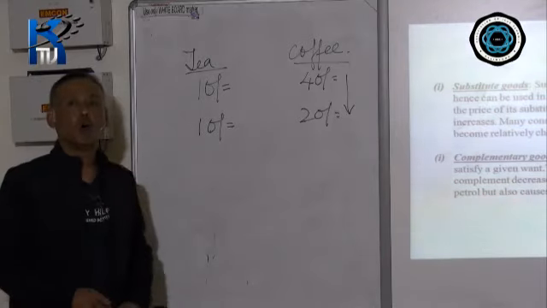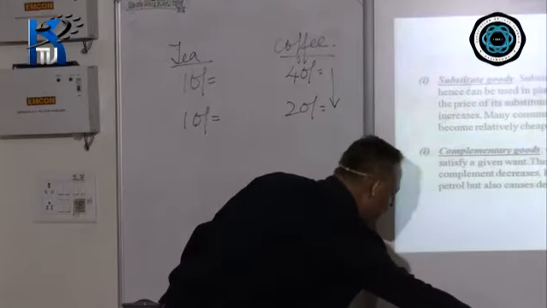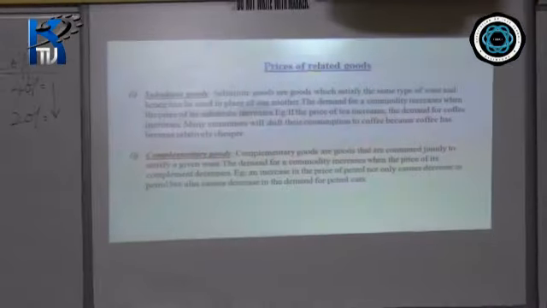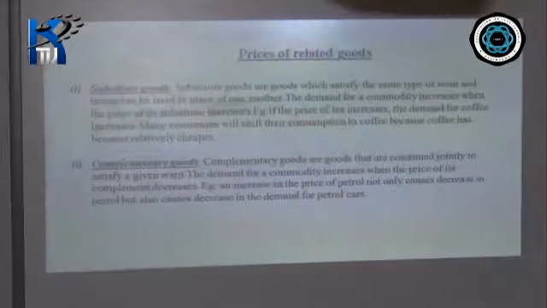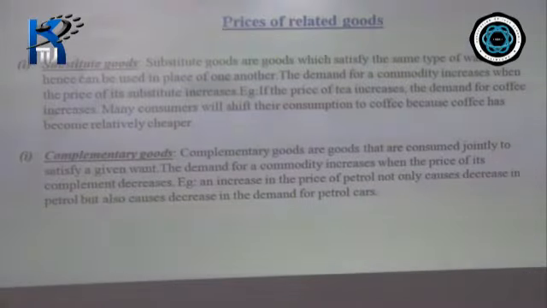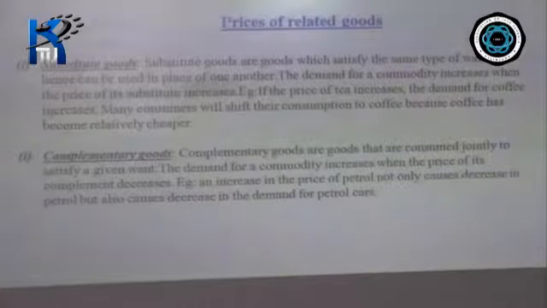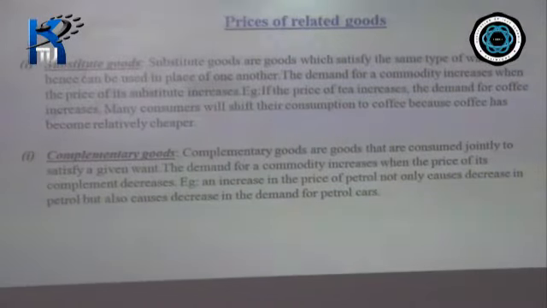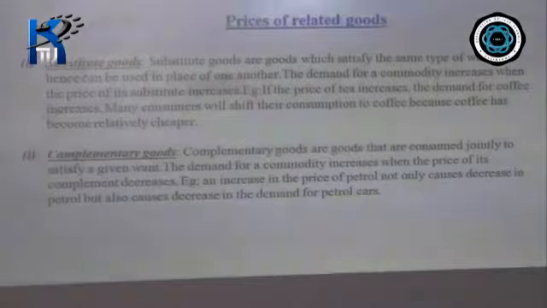The next thing is complementary goods. Complementary goods are demanded jointly. It's something like joint demand. A typical example I told you was petrol and petrol cars. Like mobile phone and SIM, butter, bread, okay. Complementary goods are goods that are consumed jointly to satisfy a given want. The demand for a commodity increases when the price of its complement decreases. An example is given to you regarding the price of petrol.